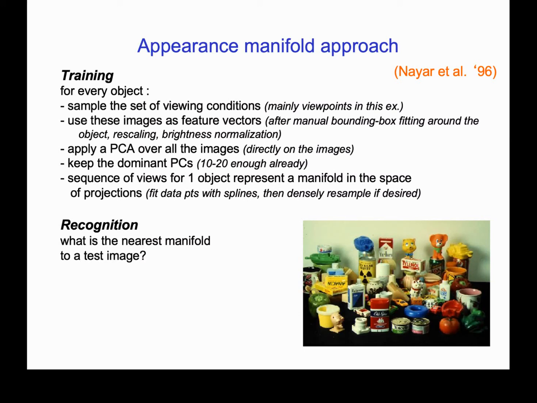Sequence of views for one object then are used to create a manifold in the space of projections. This manifold was actually created by simply placing the representation of these images in the lower dimensional PCA space, and then simply fitting a spline to it, and then density sampling if desired. So during recognition, we basically take the image, convert it into the principal components, and try to find the nearest manifold to the test image. So let's talk a little bit in detail how this is constructed.